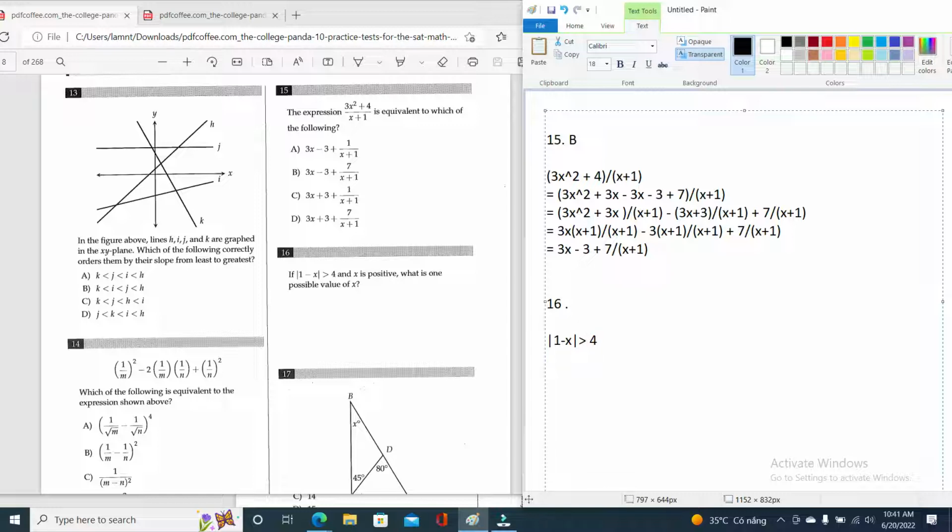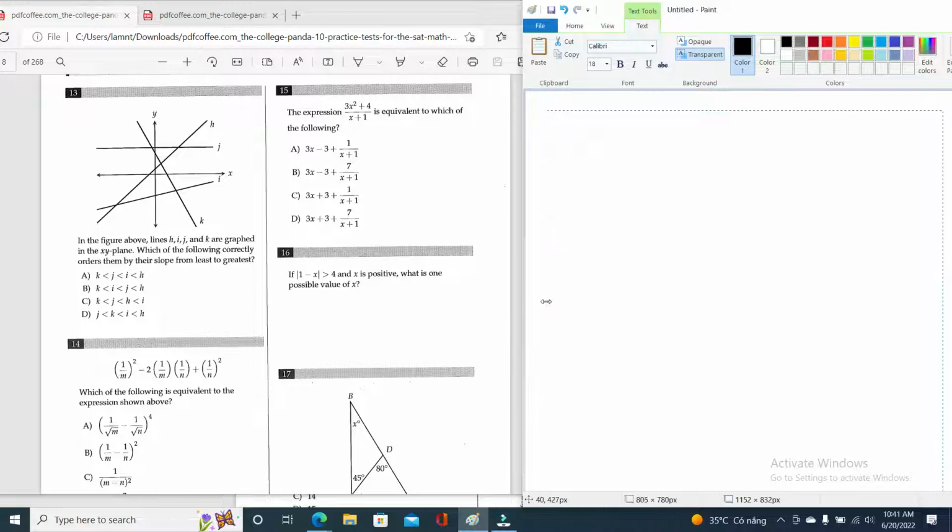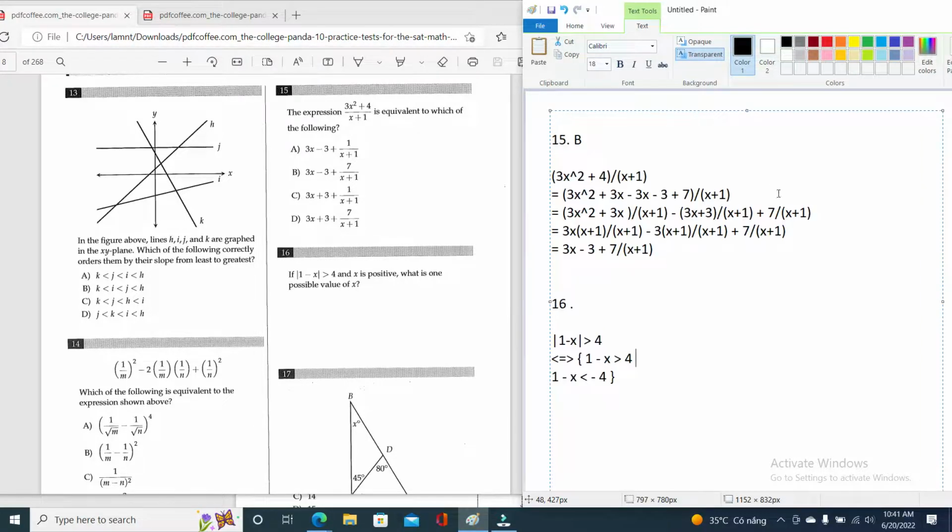This is equivalent to 2 cases. So it's either 1 minus x itself has to be greater than 4, or 1 minus x itself has to be smaller than negative 4. Then its absolute value is going to be bigger than 4. So these are two branches of solution for this inequality.